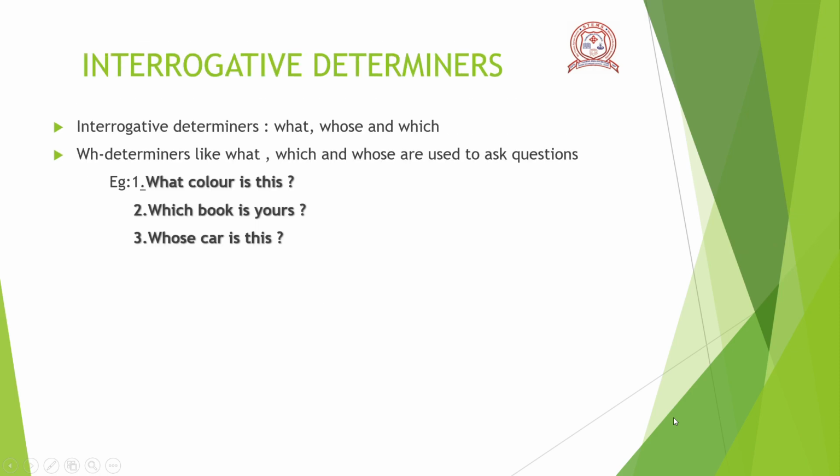Let us move on. Now, interrogative determiners are the simplest ones. Interrogative determiners are what, whose, and which. The WH determiners like what, which, and whose are used to ask questions. It's just used to ask questions. For example, what color is this? Which book is yours? Whose car is this? These are all called interrogative determiners.